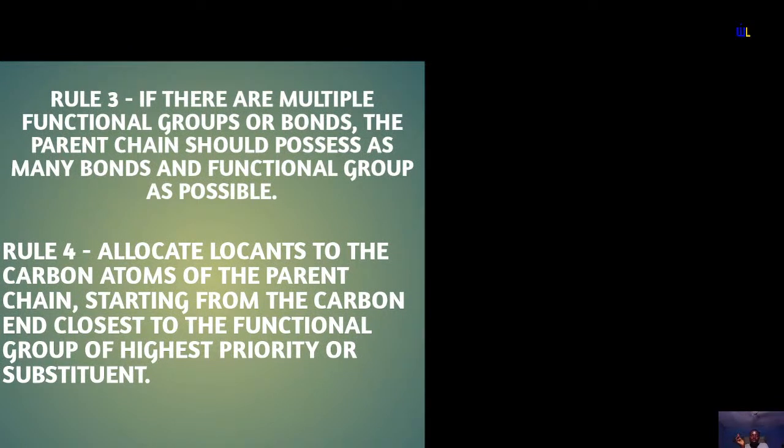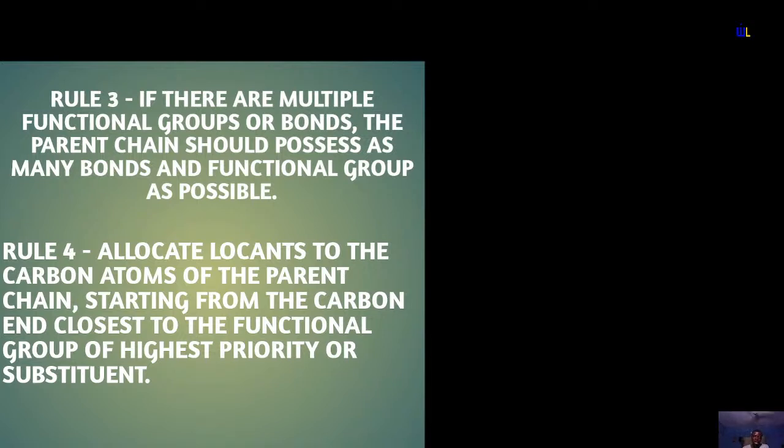After you are done with knowing which one is the parent chain, what I did with you was just to describe the different ways of identifying the parent chain. Once you are able to do that, you allocate locants to the carbon atoms of the parent chain. That's rule number 4. Locants are serial numbers, that's 1, 2, 3, 4, 5, 6, 7. So allocate locants to the carbon atoms of the parent chain, starting from the carbon end closest to the functional group of highest priority or substituent.